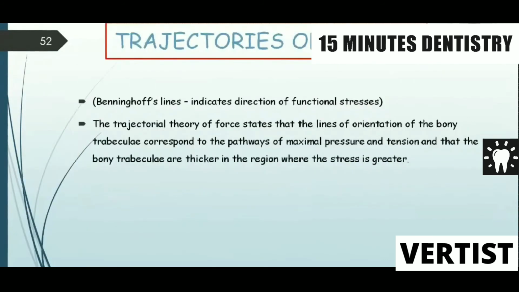This again, my dear students, is sometimes asked as an unexpected short note in section B of your theory paper: Trajectories of Forces. Here what you are supposed to write is, bending of bone indicates direction of functional stresses. The trajectorial theory of force states that the lines of orientation of the bony trabeculae correspond to the pathways of the maximal pressure and tension, and that the bony trabeculae are thicker in regions where the stress is greater.